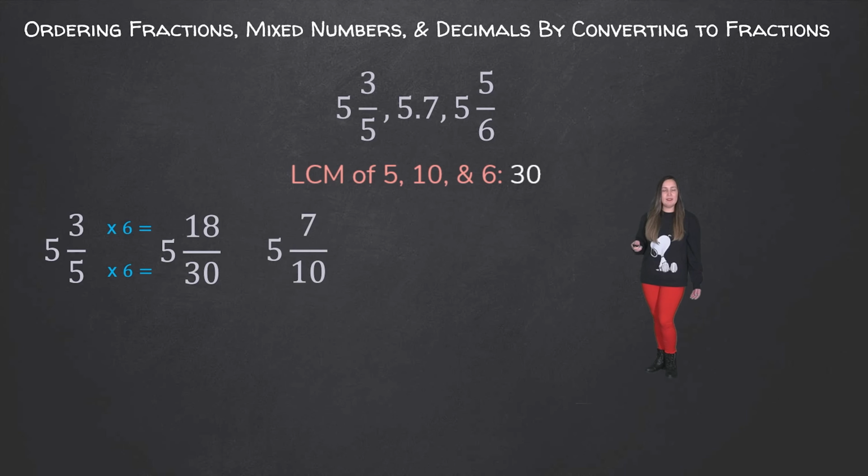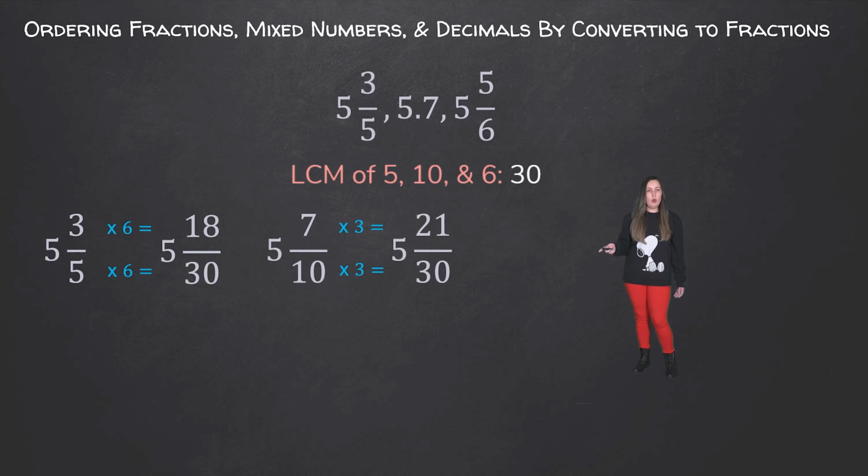Then we have 5 and 7 over 10. In order to get a denominator of 30, we have to multiply the 10 by 3. Whatever we do to the denominator, we must do to the numerator as well. The whole number stays the same, but for our numerator, 7 times 3 is equal to 21. And for our denominator, 10 times 3 is equal to 30.